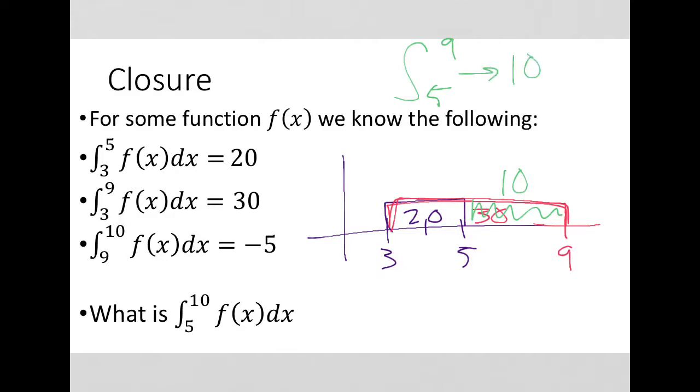And we know from 9 to 10, the integral is -5. And so, if we want to know the integral from 5 to 10, we're looking from there to there. So we've got that positive green, which is 10, 5 to 9, and then we have that -5, that black there, so a total area of 10 minus 5 gives us 5 as our answer.